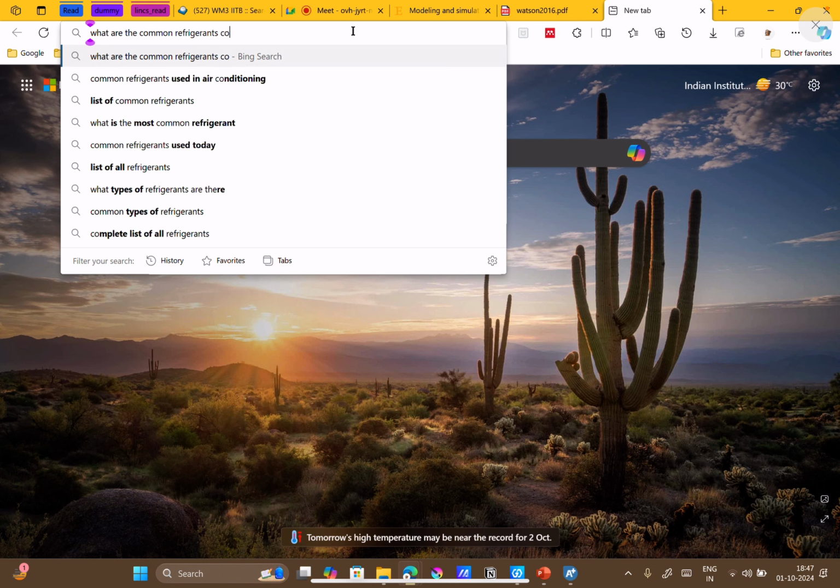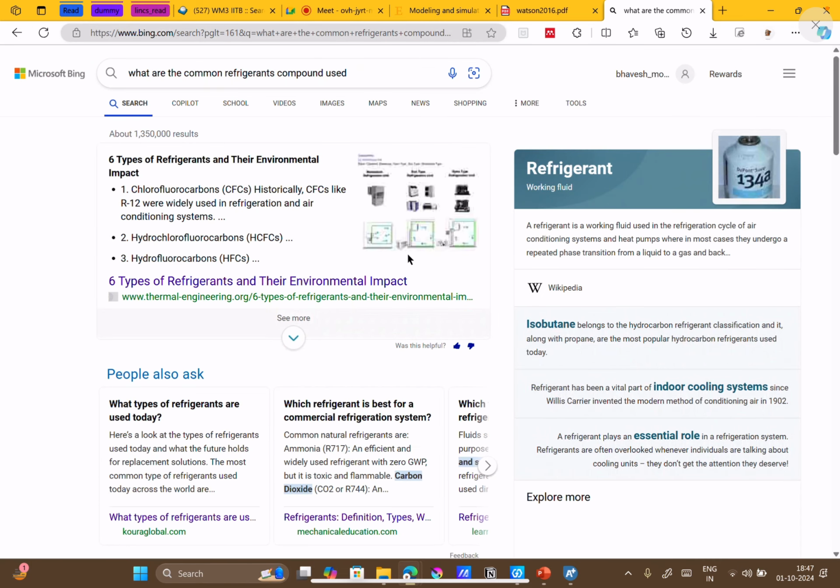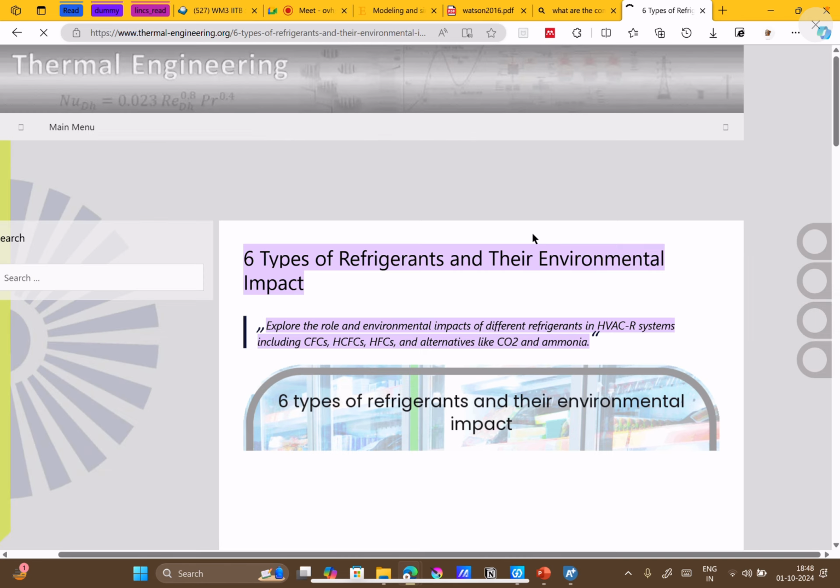It won't give bad results, meaning such refrigerants should not be used. So initially, chlorofluorocarbon was used, but it is banned and not used now. So these are the various refrigerants used.